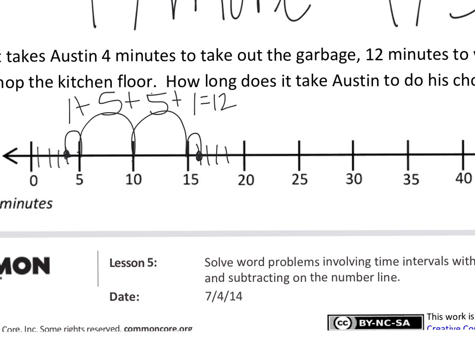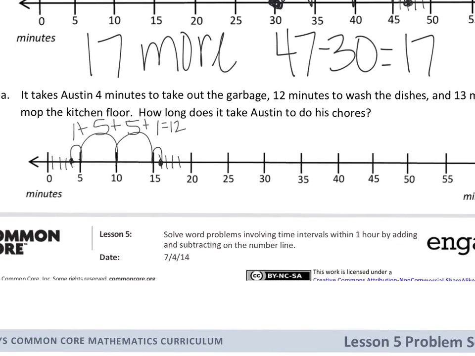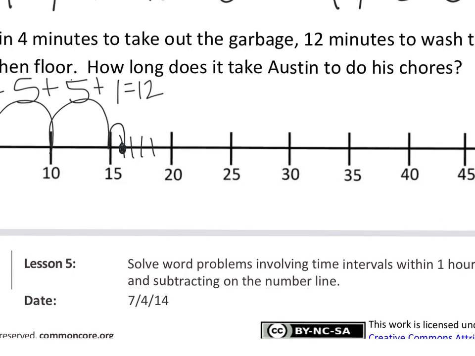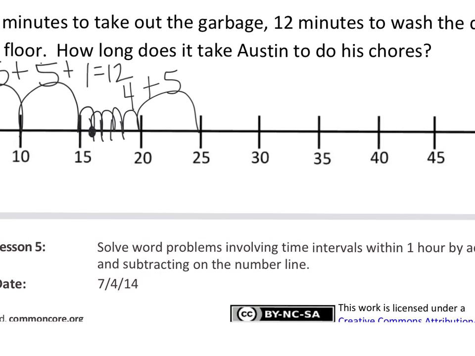So now I'm right here. That is after dishes and garbage. Now I still have 13 minutes to mop the floor. So I'm going to make 13 minutes in jumps. 1, 2, 3, 4, plus 5 is 9. Can I add another 5? I'm trying to get to 13. So 9 plus what is going to give me 13? Well, if I add 5, 5 plus 5 plus 4, that's 14. So I know that I need 1, 2, 3, 4. 4 more. 1, 2, 3, 4. Because 4 plus 5 plus 4 equals 13.